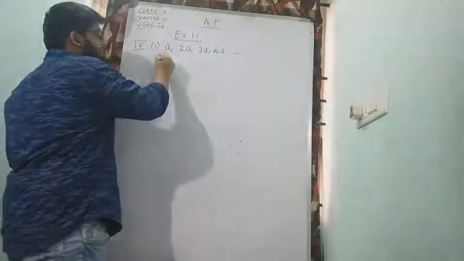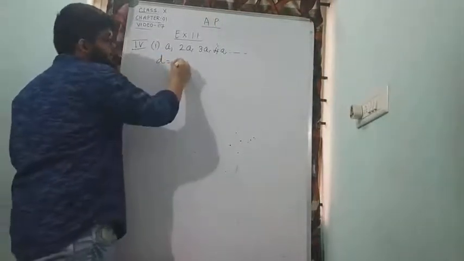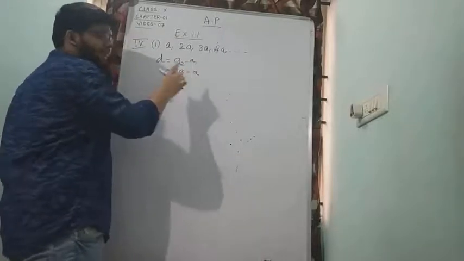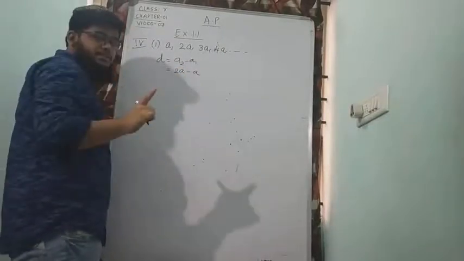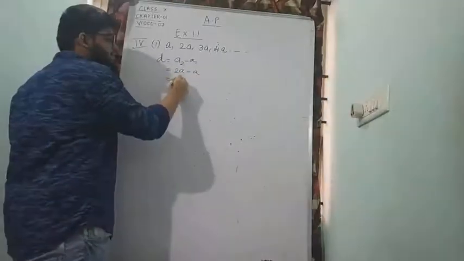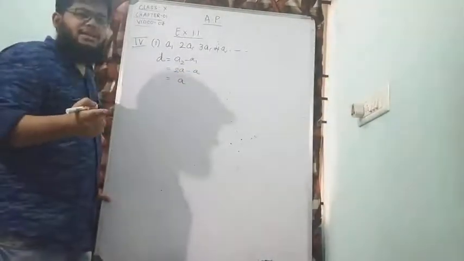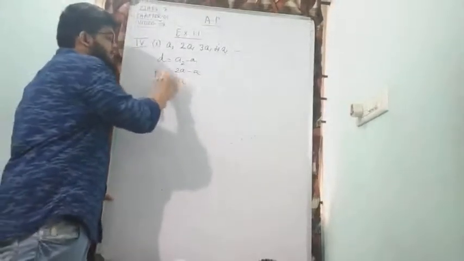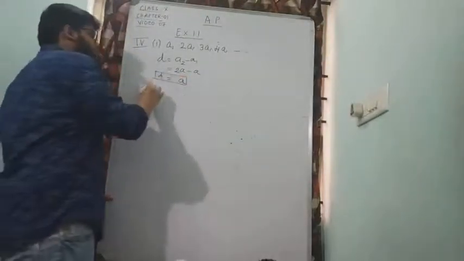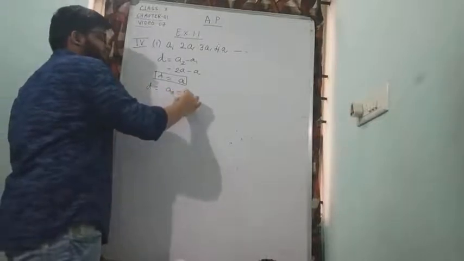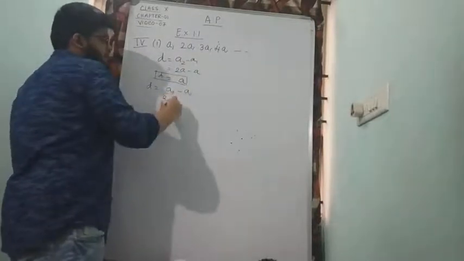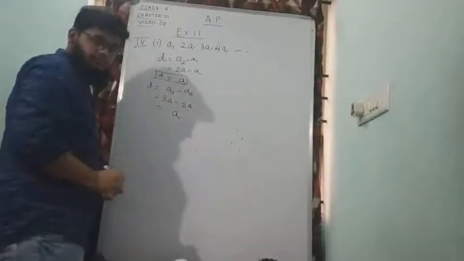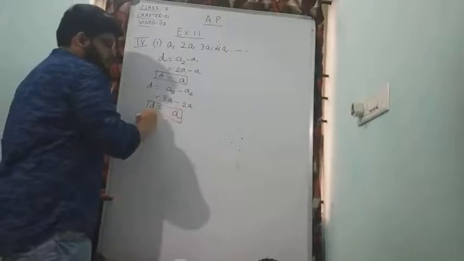So let us start by taking the difference. The difference D is going to be A2 minus A1, which is 2A minus A. So A is like 1A. When I say A, it means it is 1A. 2A minus 1A is 1A, and when I say 1A, I can write only A. So the first value of D is A. Let me go with one more difference, which is A3 minus A2. A3 is 3A minus A2 is 2A, and 3A minus 2A is also A. Okay, so far so good.